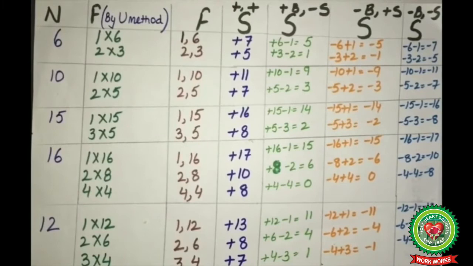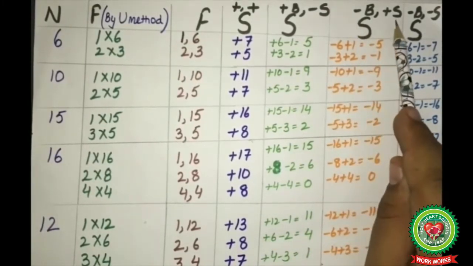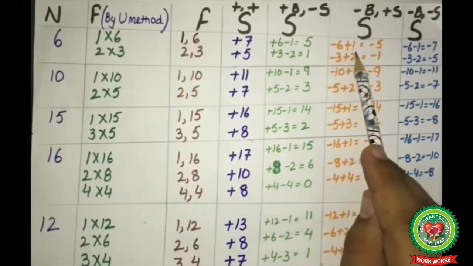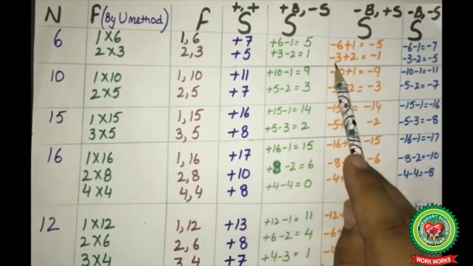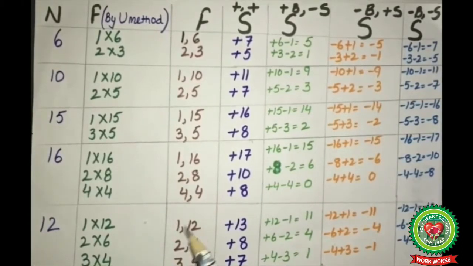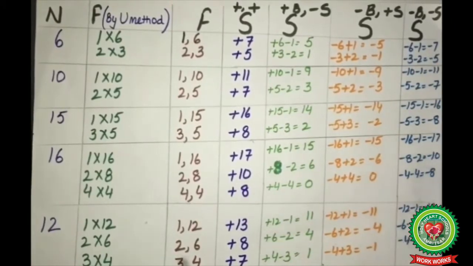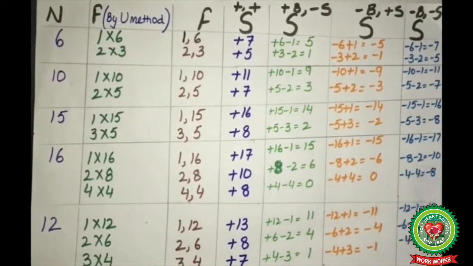Now the third case is the bigger factor is having a minus sign and the smaller factor is having a plus sign. So it will come out to be minus 6 plus 1, which will give us the answer as minus 5. Minus 3 plus 2 is equal to minus 1. Now the last case is when both the factors are having a minus sign. So it will be minus 6 minus 1, which is equal to minus 7. Minus 3 minus 2, which is equal to minus 5.